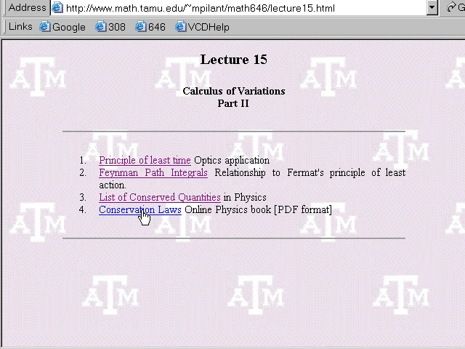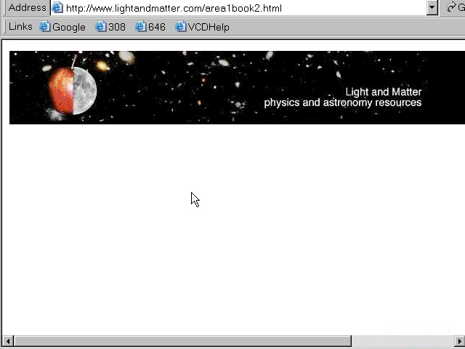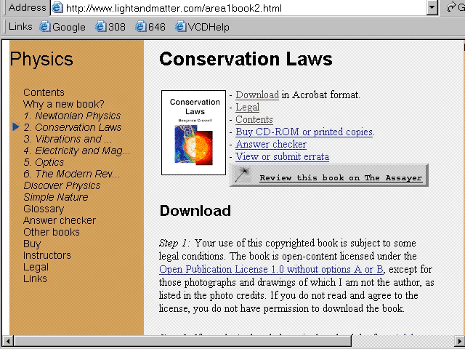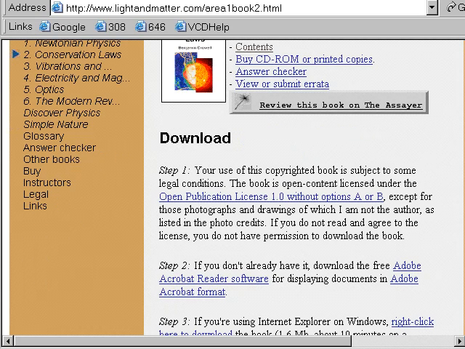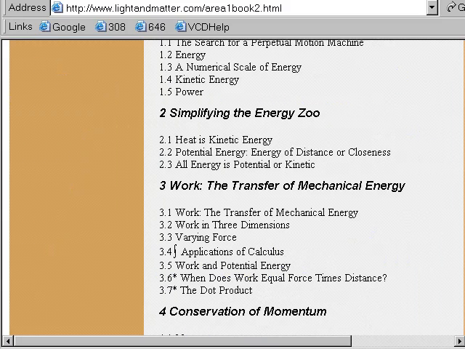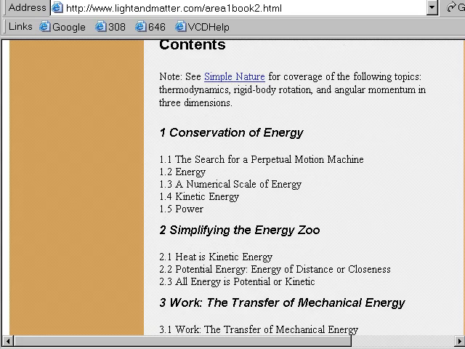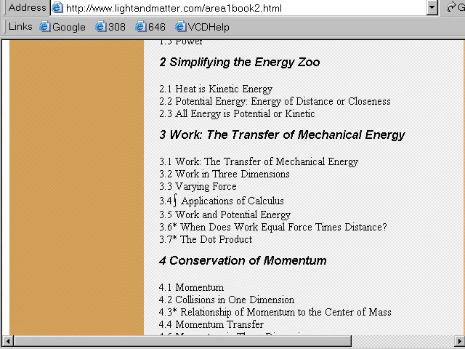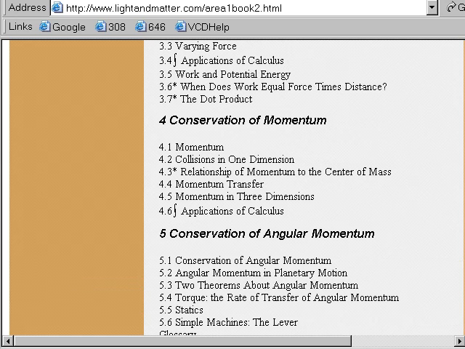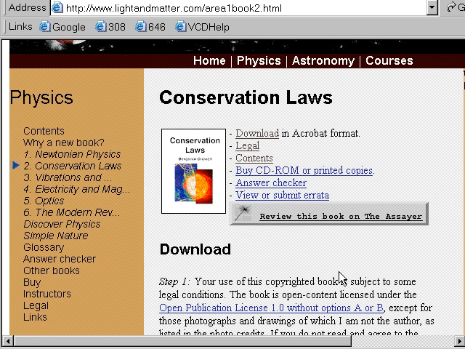I found actually a reference. This is a free book, online physics book. This is kind of nice because it's in a PDF format, which is nice, but you can download it to your PDA or your laptop and actually read it online. So if you click on the download link, this is the conservation of energy, conservation of momentum, etc. There's a download somewhere.